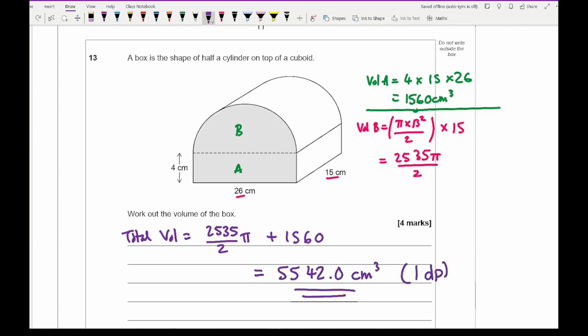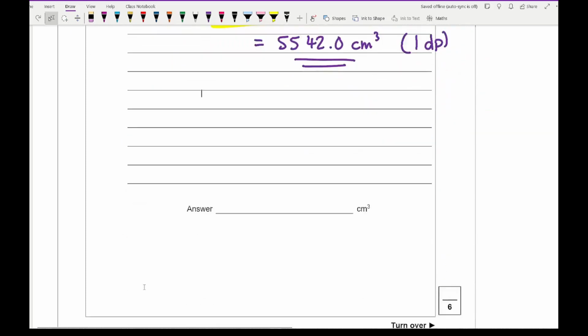Now there's no rounding involved, so technically I could leave my answer in terms of pi. I could leave my answer as this. But just look out for any questions where it does ask you to round, because obviously if it does, then you would lose marks if you do that.